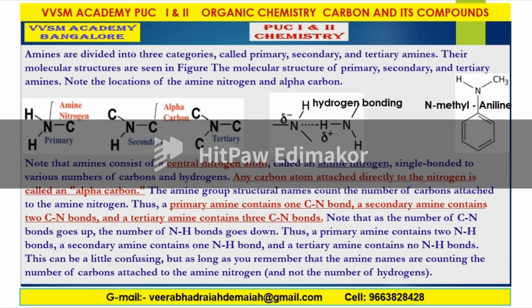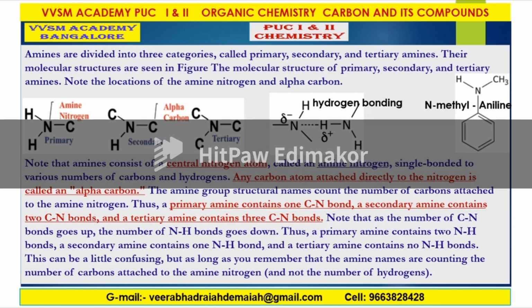Note the locations of the amine nitrogen and alpha carbon. What is alpha carbon, my dear friends? Alpha carbon is nothing but a carbon attached to the nitrogen of the amine. The molecular structure of primary, secondary and the tertiary amines are shown and we have discussed. Note the locations of the amine nitrogen and alpha carbon.